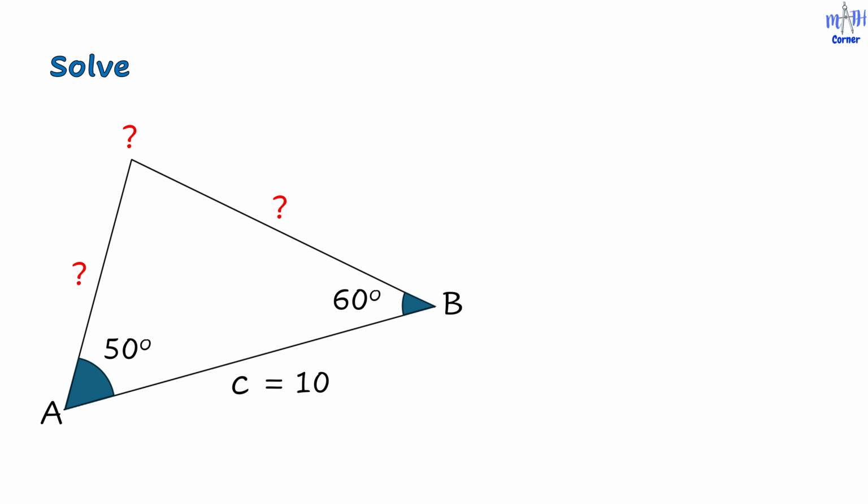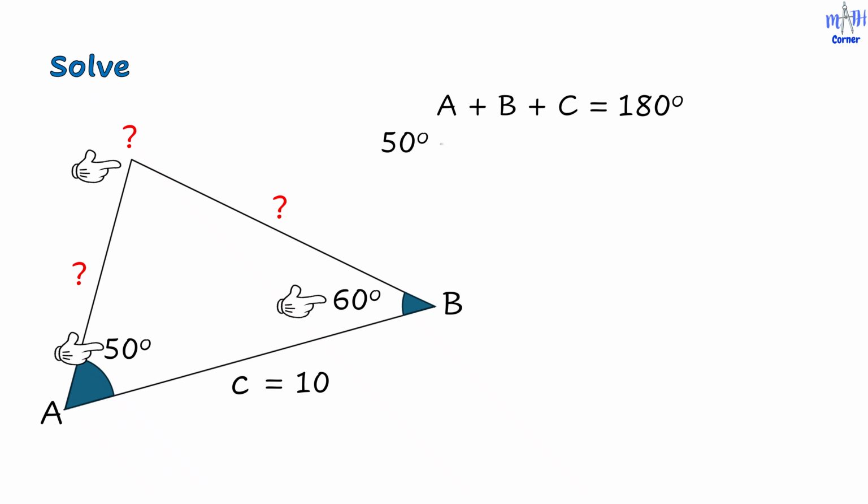Step 1. Find the third angle. In every triangle, the angles always add up to 180 degrees. That is, A plus B plus C equals 180 degrees. Since A equals 50 degrees and B equals 60 degrees, 50 degrees plus 60 degrees plus C equals 180 degrees.